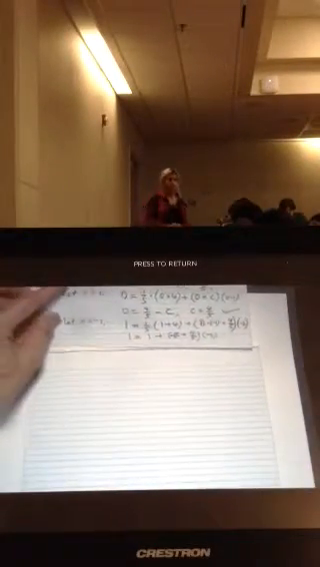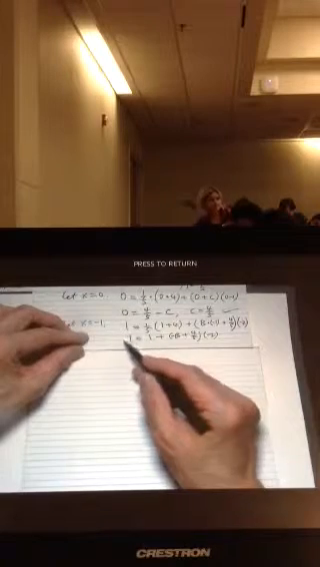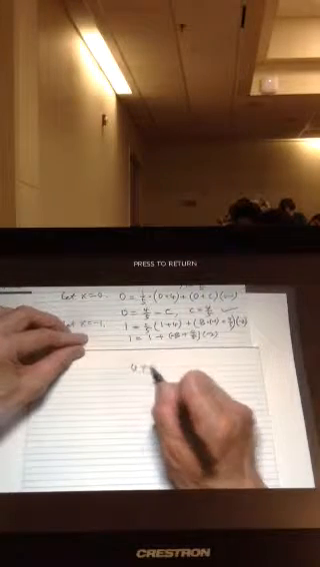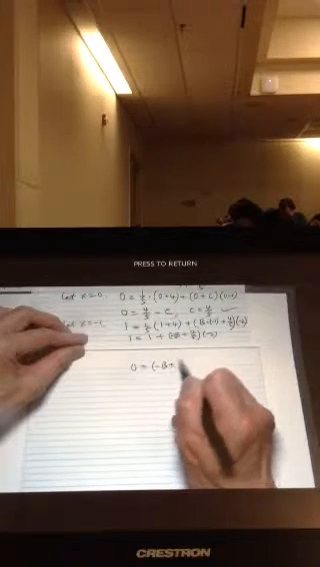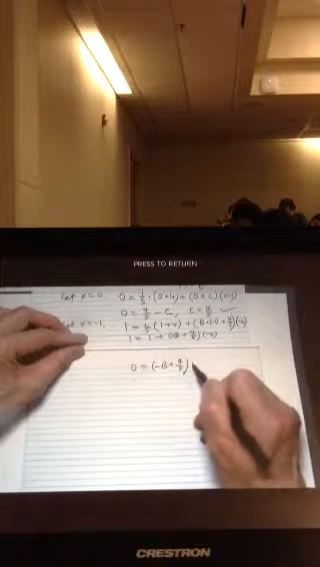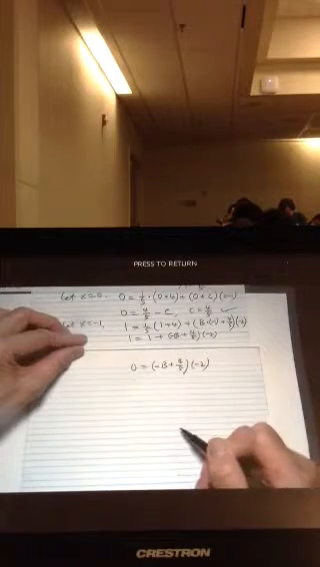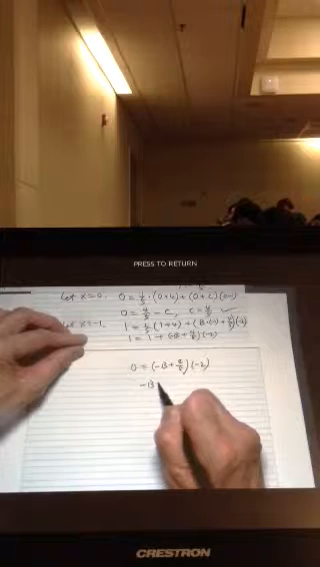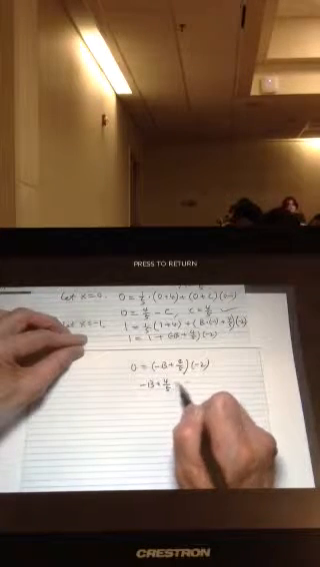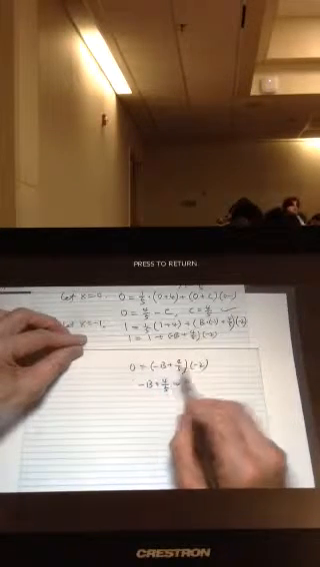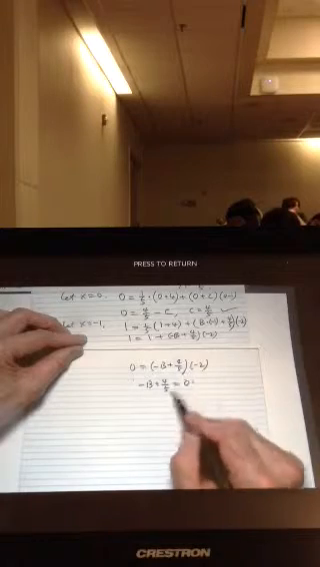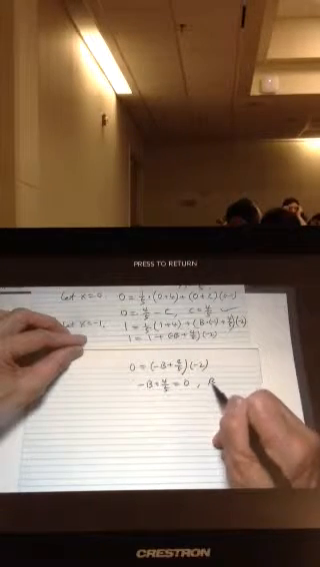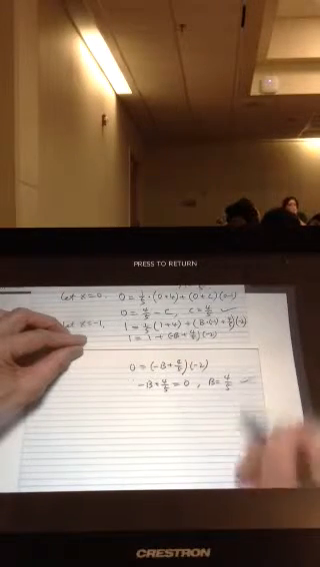All right, and then continue from here. So the 1s cancel. I subtract 1 from each side. I get 0 equals (minus B plus 4/5) times minus 2. So minus B plus 4/5 must be 0, because this times negative 2 is 0, so this must be 0. So what is B? B must be 4/5.